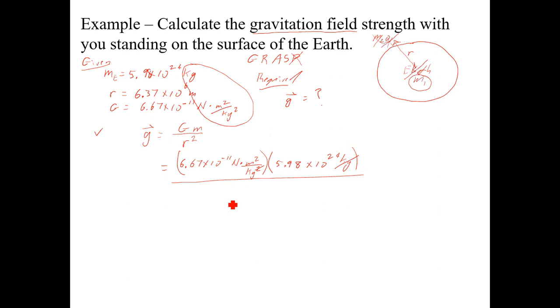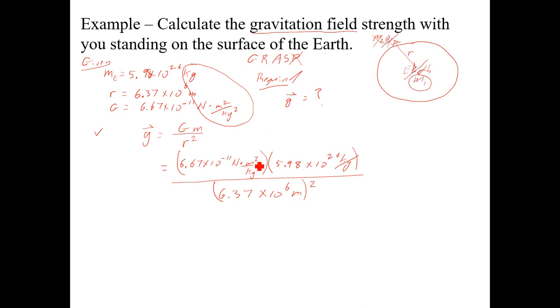Now we're going to divide this by the distance between the two masses. So that's our 6.37 times 10 to the 6 meters. And then we're squaring this. So we're squaring the entire thing. So that means the meters are squared.